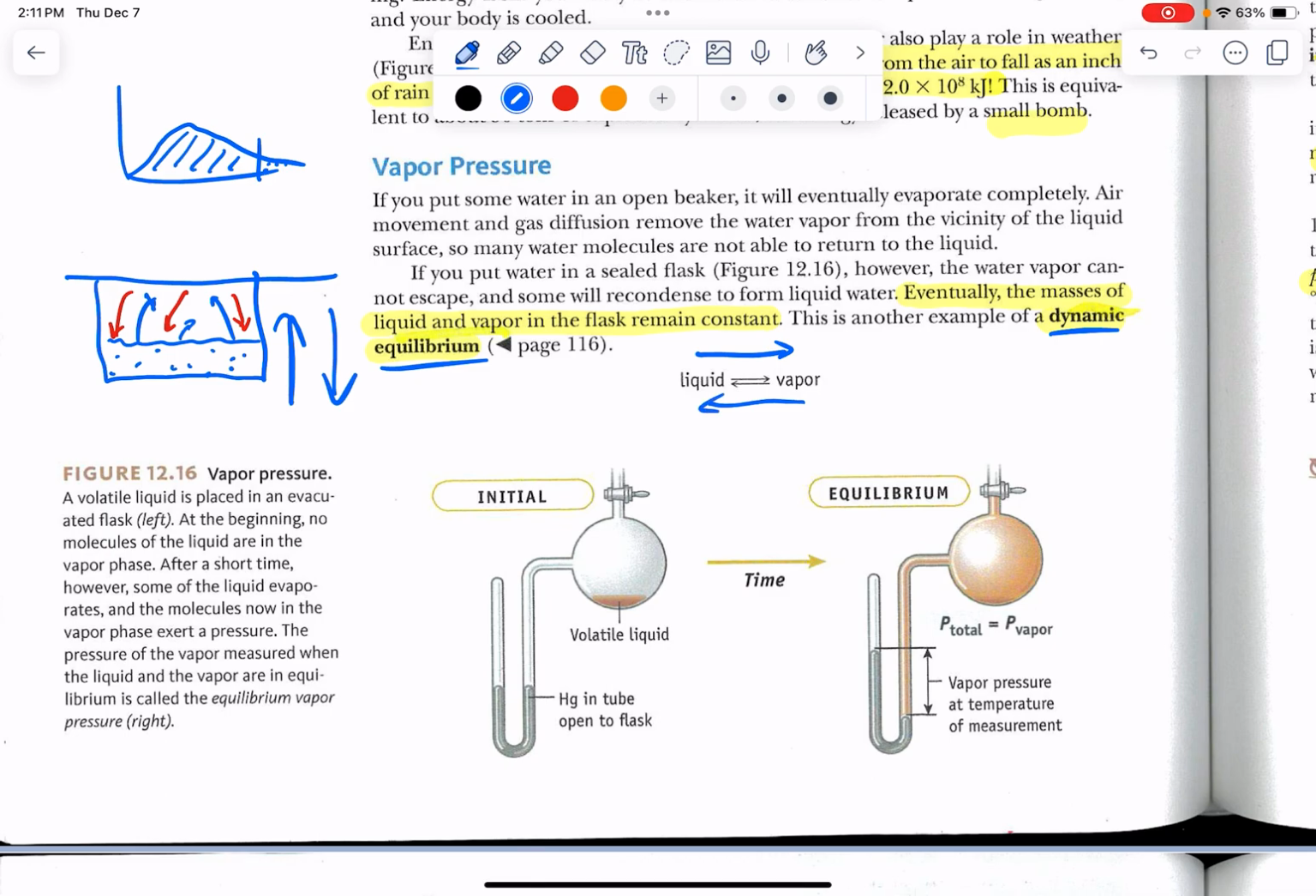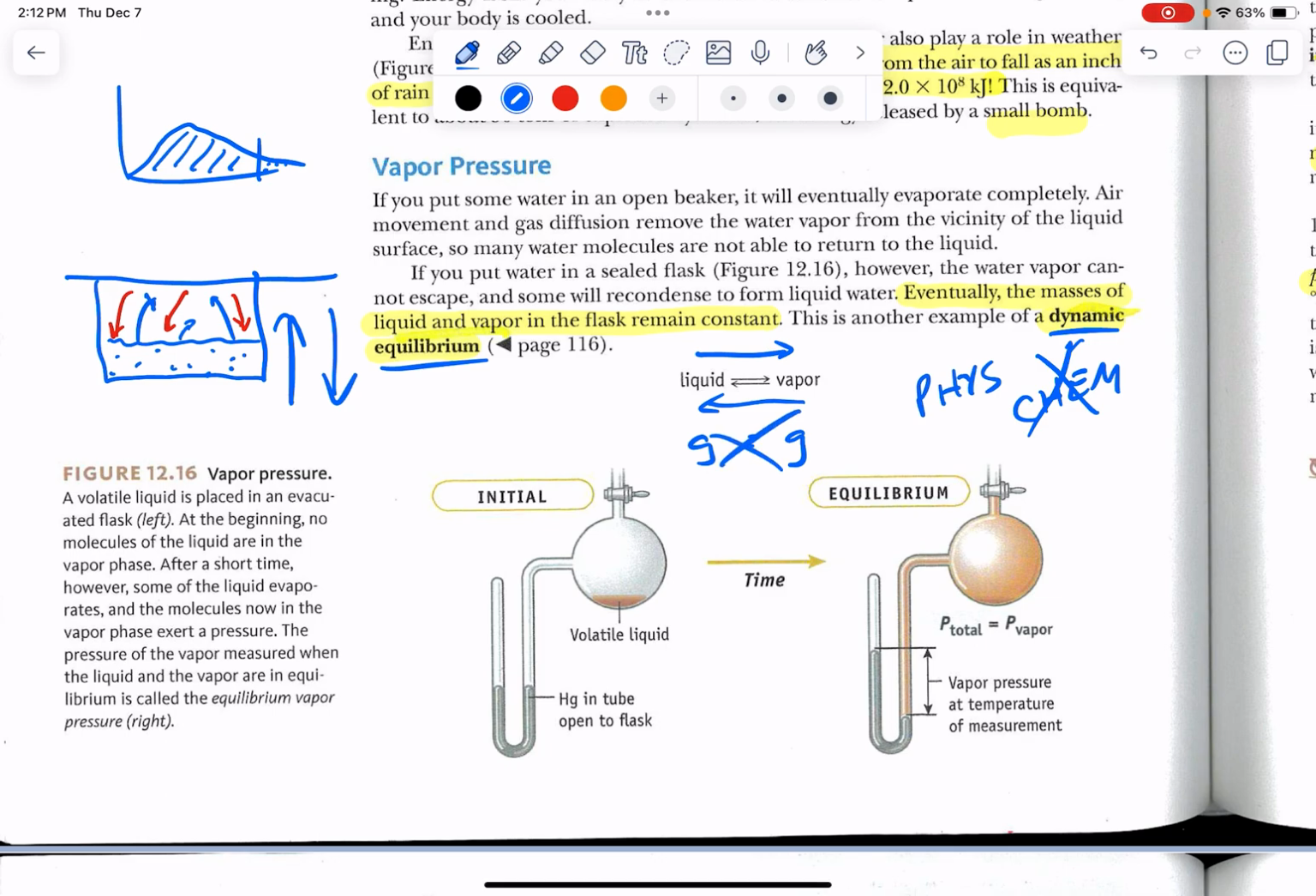We should also say that this is a physical equilibrium. It's not a chemical equilibrium, and we're going to be talking about chemical equilibrium a lot more come February. Chemical equilibrium is when the rate at which reactants turn into products equals the rate at which those products revert back into their reactants. We need to make a couple of comments here: we are not saying that the mass of liquid equals the mass of vapor. We are not saying that at all.